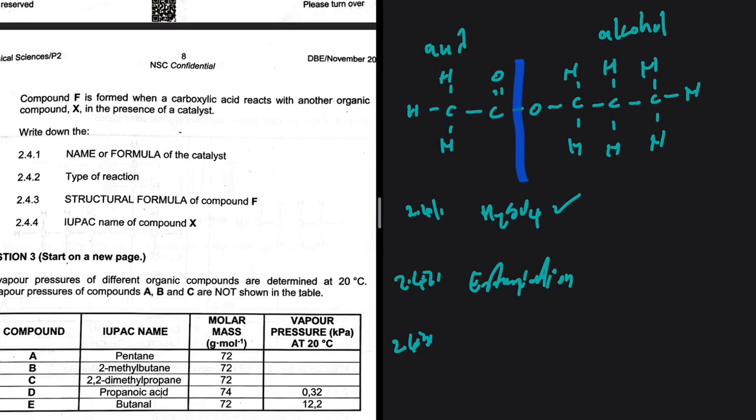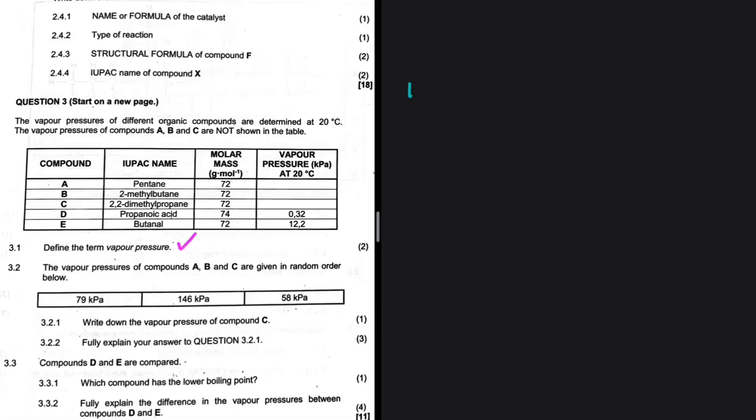Here we go. Define the term vapor pressure. That's what I'm actually telling you: define the term vapor pressure. That is 3.1. Let's take a look at 3.2. Write down the vapor pressure of compound C.